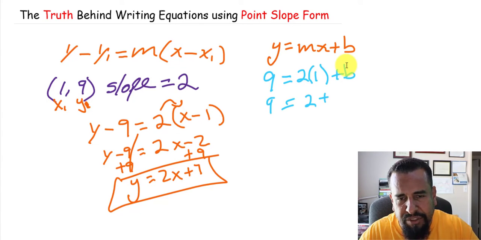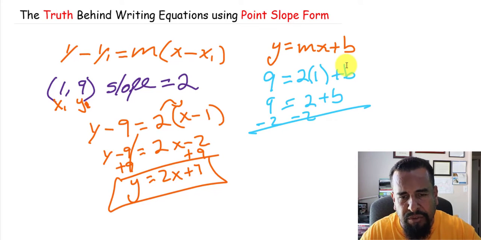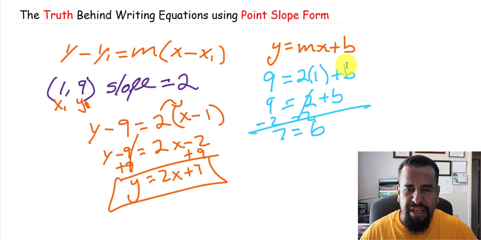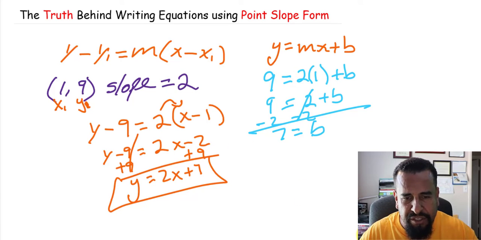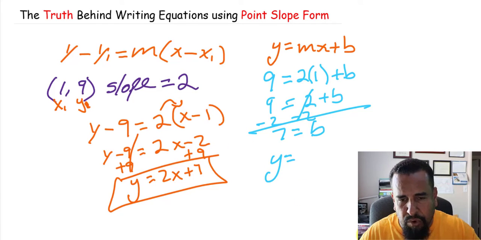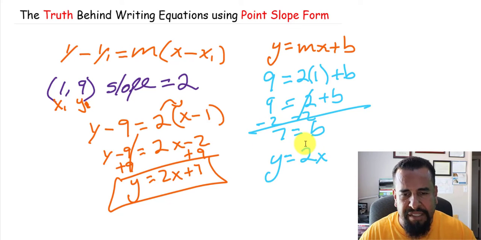So that's what we have so far. Let's go ahead and subtract 2 from both sides so we can combine those. And we end up with 7 equals b. Now that I know my b, now that I know my m, I'm done. Just plug them in. Here's my m right there. It's a 2, right? Because they gave it to me. So let's do it. y equals 2x. And again, this is a positive 7.